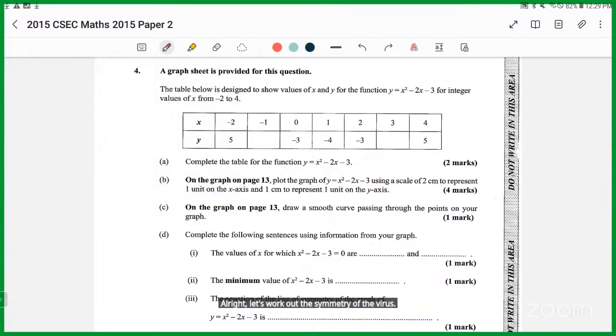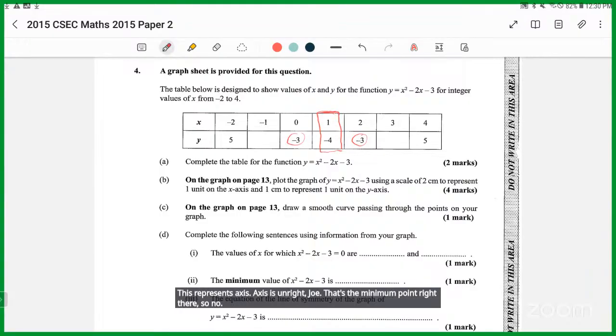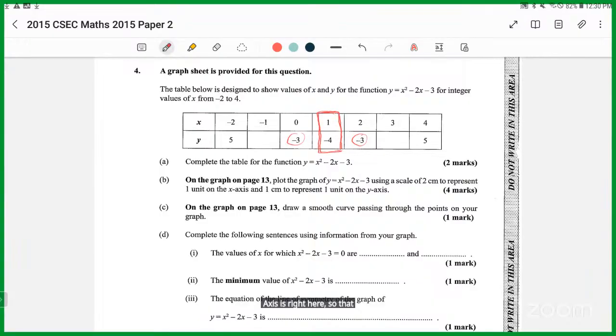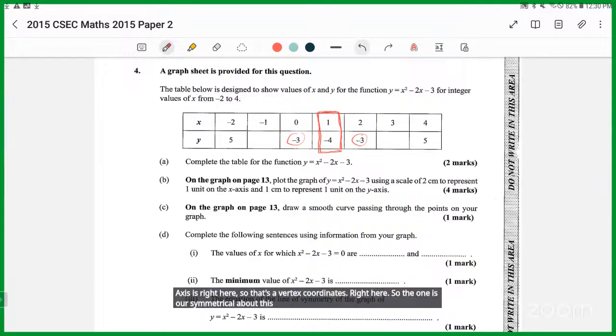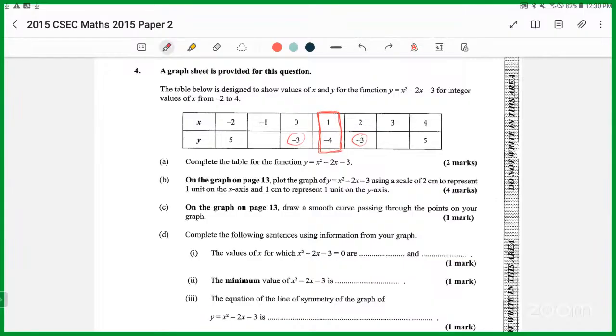So I say these 3 values, the negative 3 and the negative 3, are on either side. The axis is right here. That's the minimum point right there, so this is the vertex. The values are symmetrical about this cell. You can see it right away, because 2 blocks over you get to the 5, and 2 blocks over the other way you get to the 5.